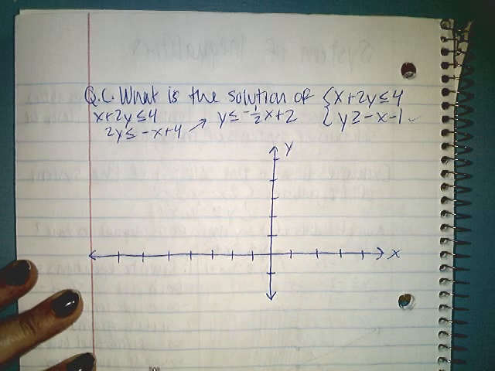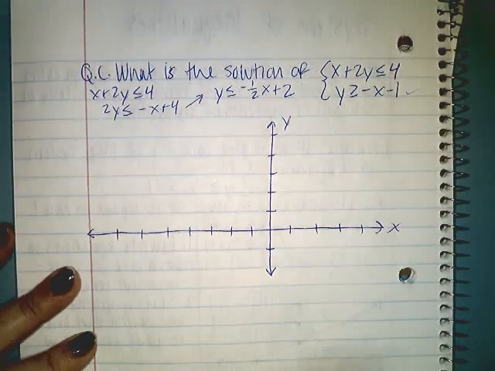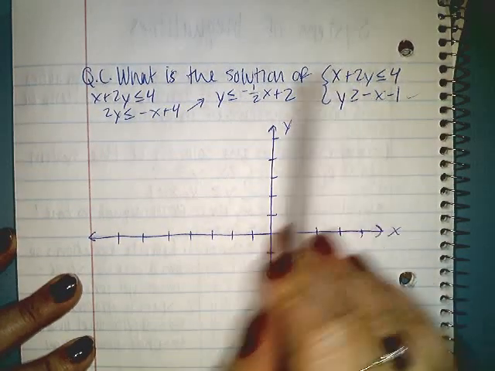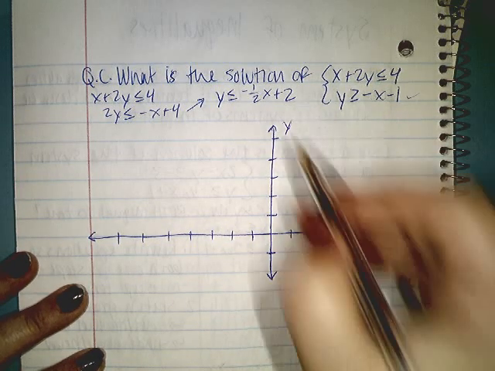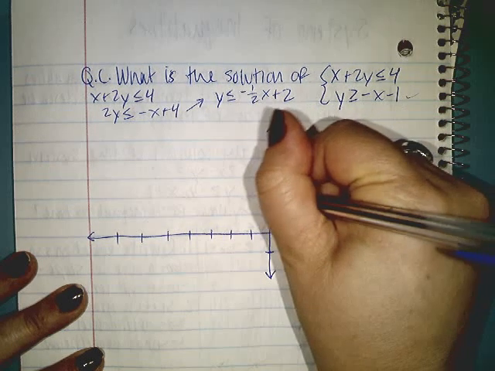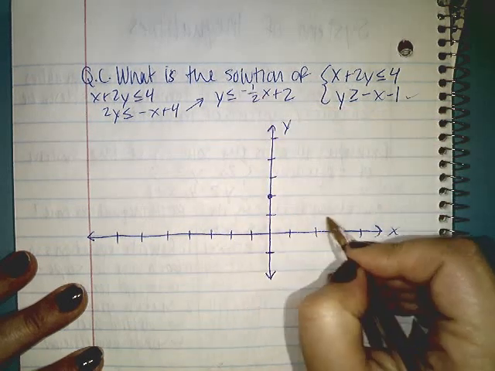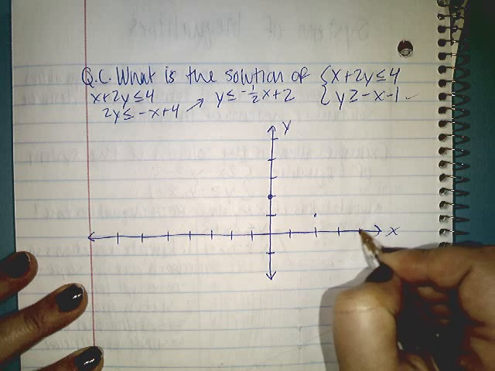If you didn't get that, star that. I can show you how to do that in class, but that is this equation rearranged into slope-intercept form. So now I'm just going to graph my two equations. I'll start with the one I just rearranged. So I'm going to go to positive 2. I have a negative slope, so I'm going down 1 over 2, down 1 over 2.